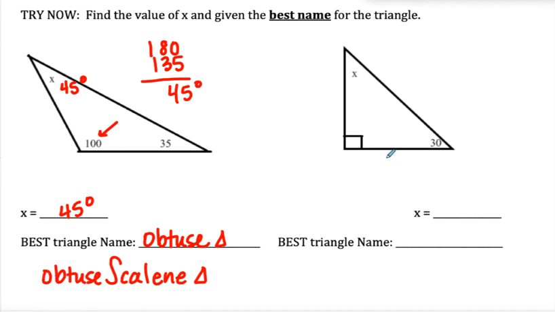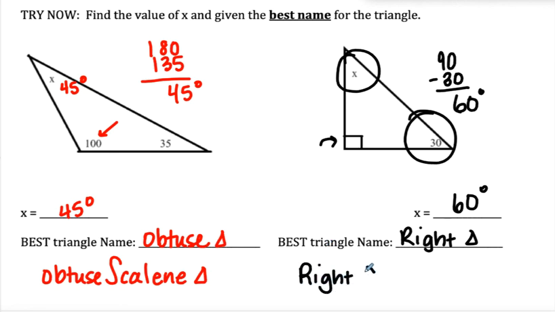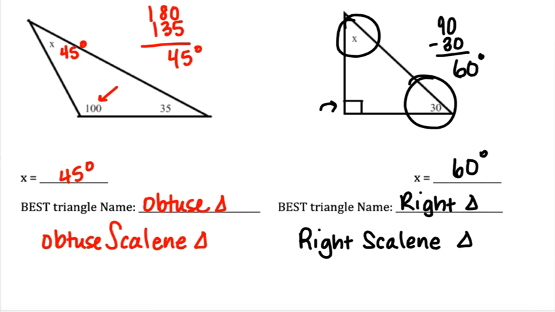Okay, over here I already noticed a right triangle. This is 30. I'm going to find the other angle. So 90 minus 30. Why 90 minus 30 and not 90 plus 30 plus x equals 180? Well, because if this is 90, then these two angles together have to equal 90. So I'm just trying to make it easier on myself. So 90 minus 30 gave me 60 degrees. So this would be the best name for this triangle. You might have said it was a right triangle. But again, it has three unequal sides, so it would be a right scalene triangle. Okay, go ahead and try the next two.